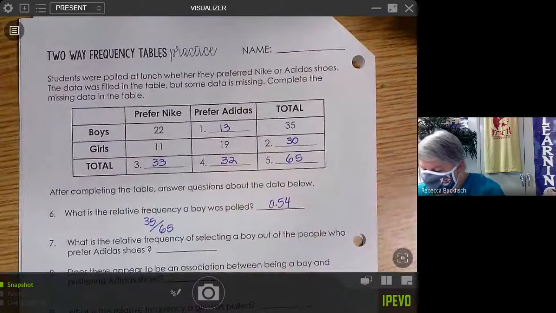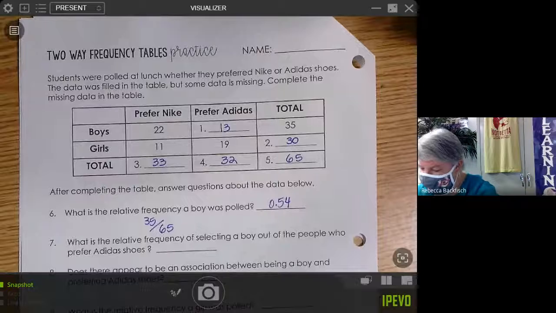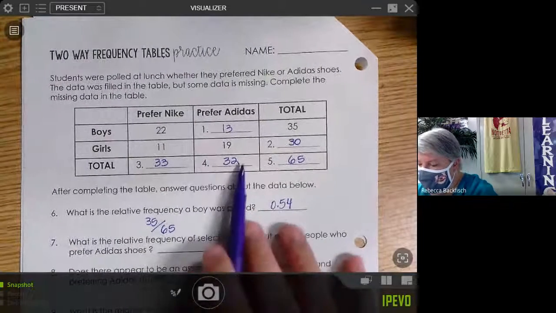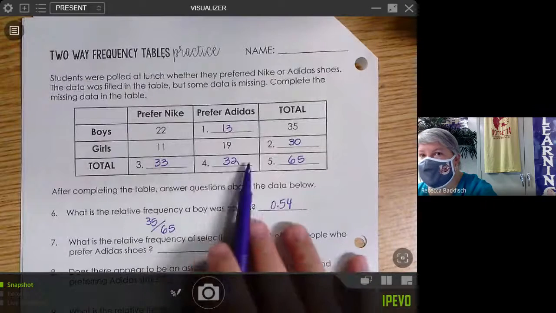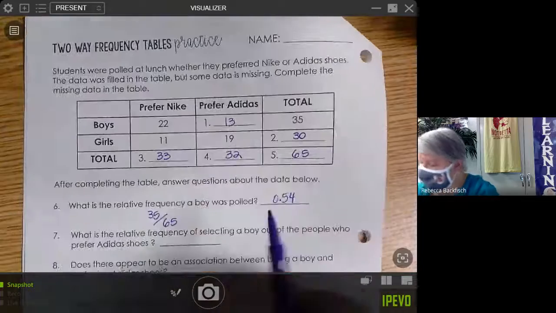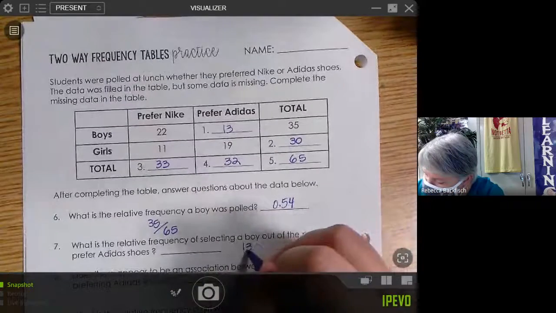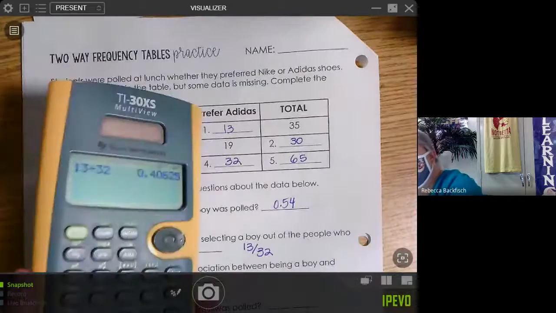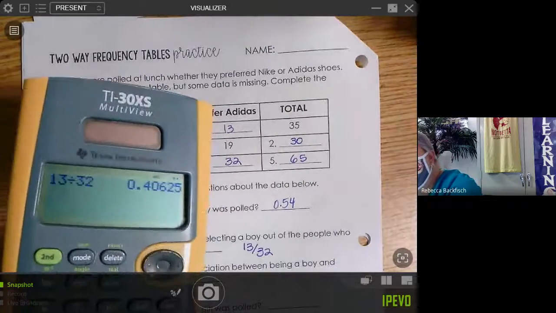What is the relative frequency? Okay, so again, I have to divide, of selecting a boy out of the people who prefer Adidas shoes. So now we're narrowing it down to just these 32 people, the people who prefer Adidas. Boys out of that group is 13 out of 32. So 13 out of 32. And I get 0.41.